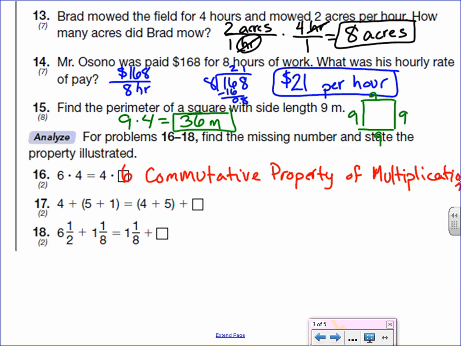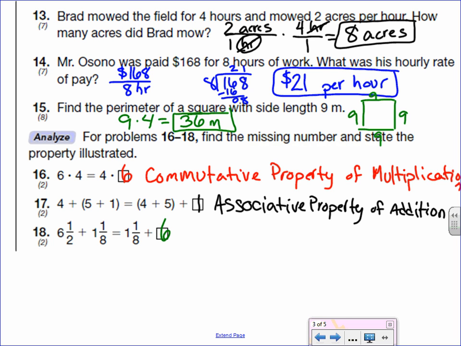Number 17, 4 plus in parentheses 5 plus 1 is the same thing as 4 plus 5 in parentheses plus 1. And that is by the associative property. And since it's addition, of addition. And then the last one, 6½ plus 1 1/8 is the same thing as 1 1/8 plus 6½. And that is the commutative property.